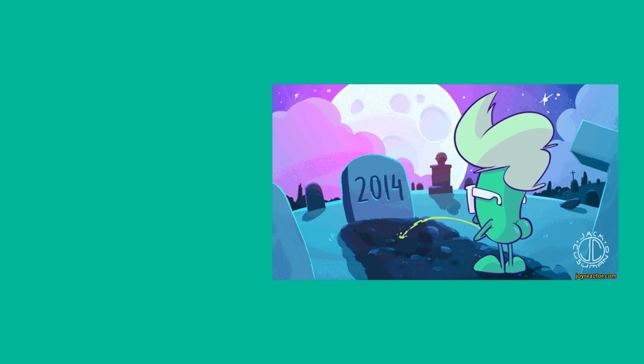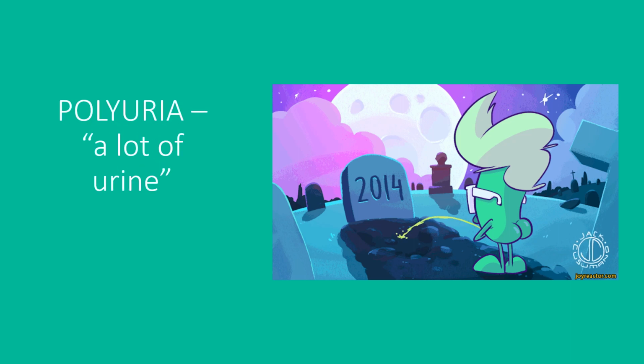Due to increased blood glucose, some glucose gets filtered into the kidney, called glycosuria. Because glucose is osmotically active, water tends to follow, resulting in increased urination, known as polyuria. Again, poly means a lot and uria refers to urine.